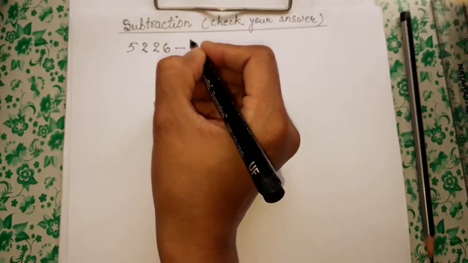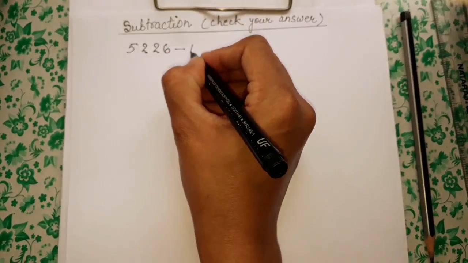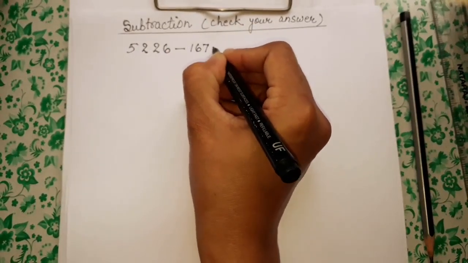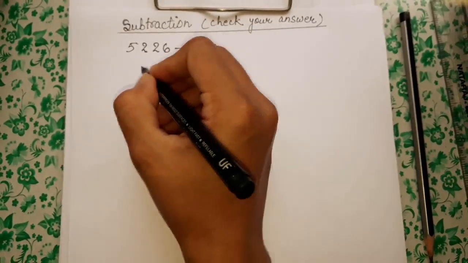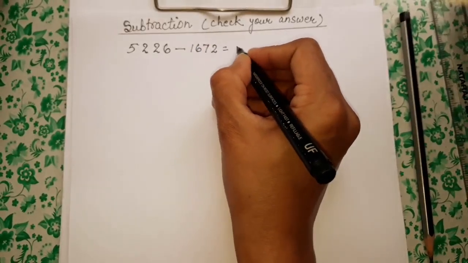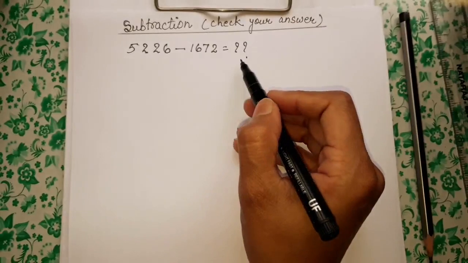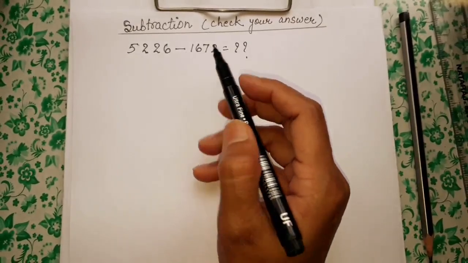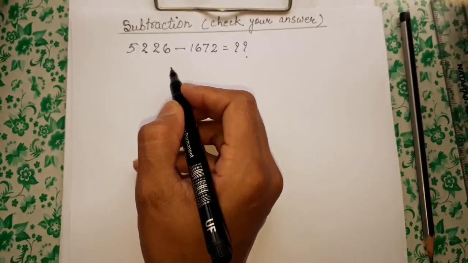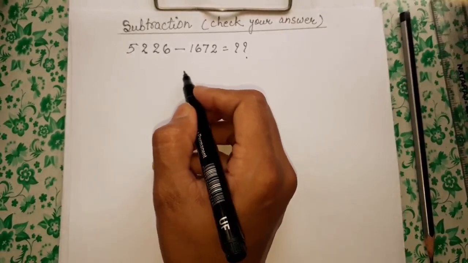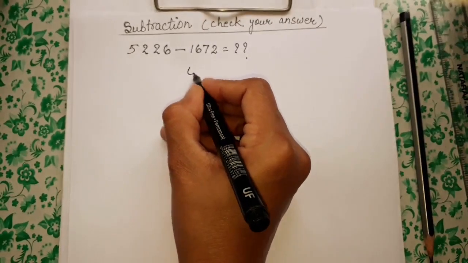5226 and the other number is 1672. What is the difference between these two numbers? First, perform the subtraction for this. What we have to do for that? Arrange the numbers according to their place.